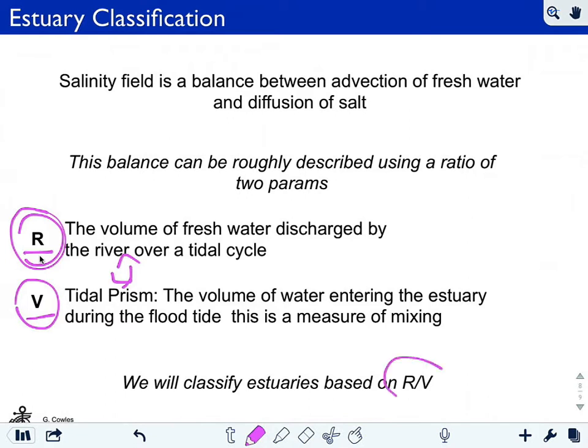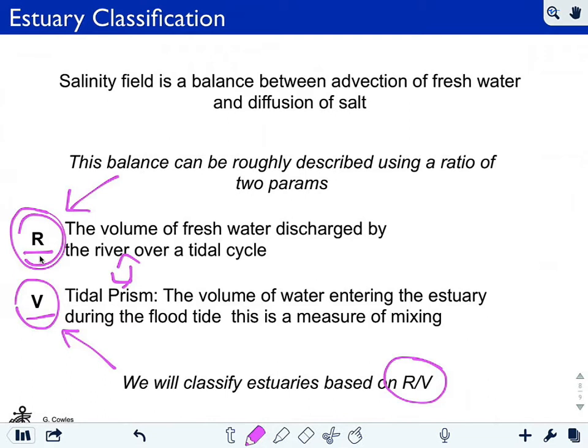So we're going to classify some estuaries simply based on the ratio of these two quantities, both of which are fairly easy to estimate. But keep in mind when we classify these that both of these can change with time, particularly the fresh water. It can have a distinct seasonal cycle.